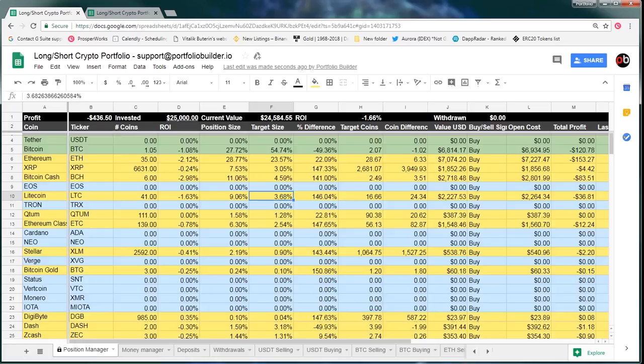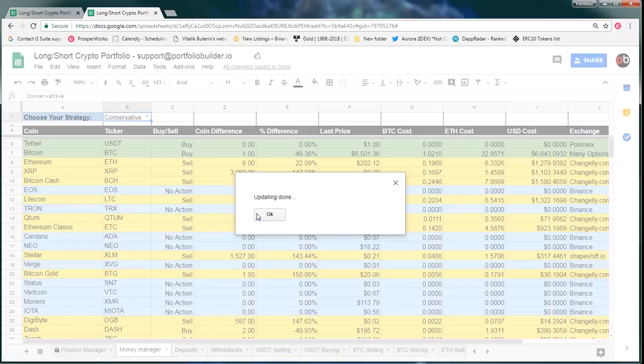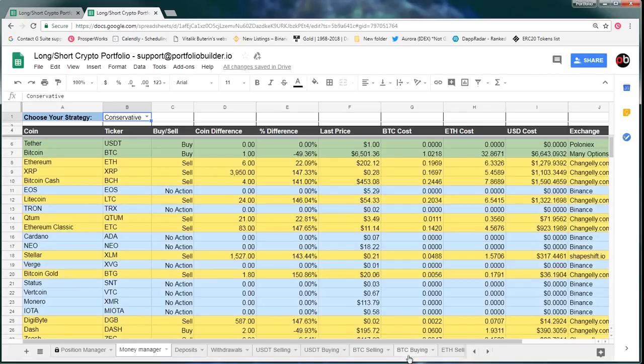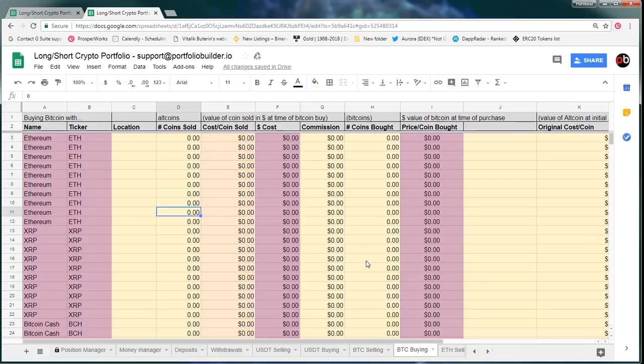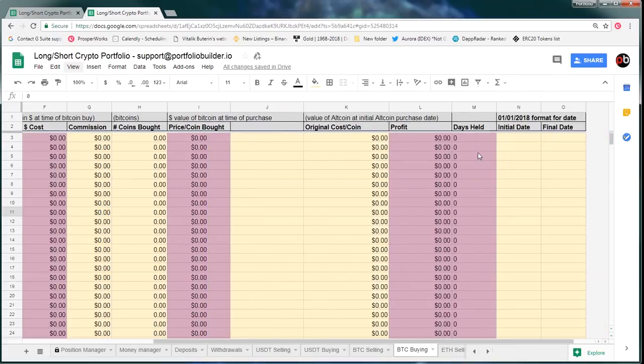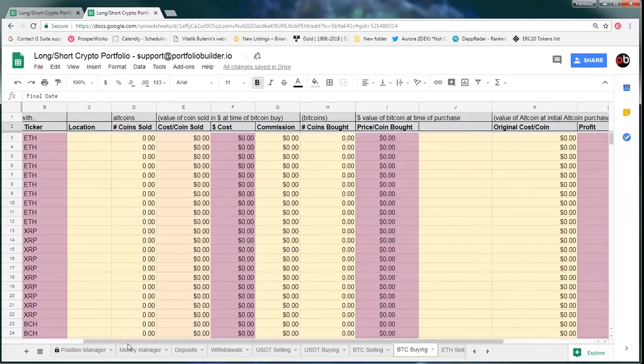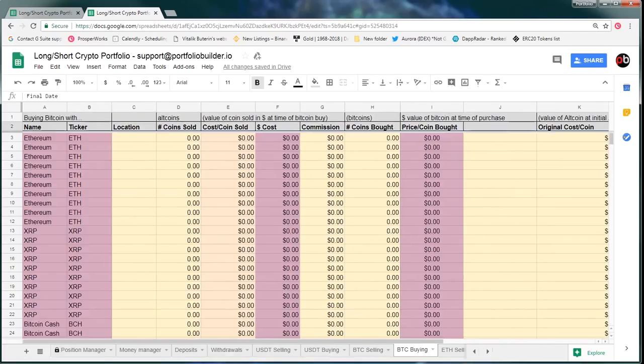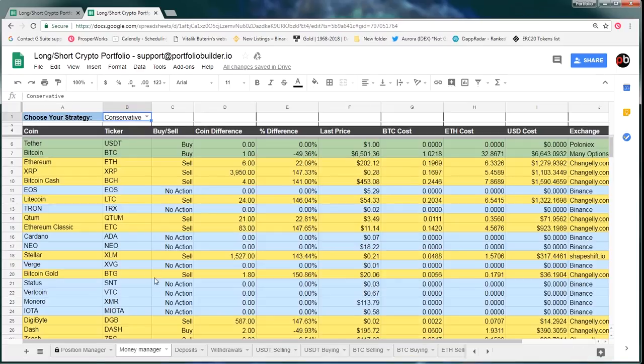So it would be the same process. We would now be going to the Bitcoin buying tab and we'd be selling these altcoins to buy back our Bitcoins. And this time around we'd be tracking the original cost of the altcoin, the original purchase date of the altcoin, and then the final date would be when you sold the altcoin to buy back your Bitcoin. Okay? So that's how easy it is to switch from these different settings.